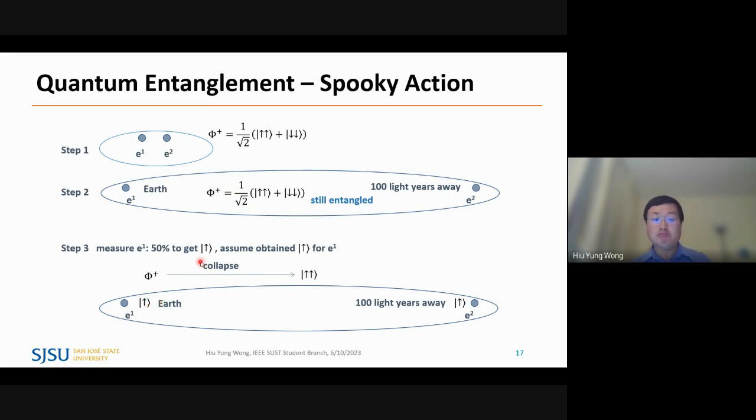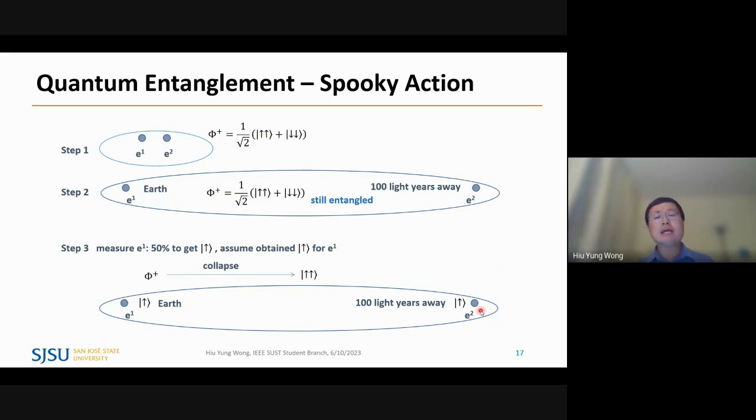Then, as I said, the electron can be either spin up or spin down, collapsing to 0 or 1. Let's say it collapsed to up. Now if it collapsed to up, the whole system needs to collapse also. I cannot just say that I measure this one and the other one does not collapse, because the whole system is described by this wave function. And when the first electron is up, the other electron must be up also, because I don't have an up-down state in this entangled state.